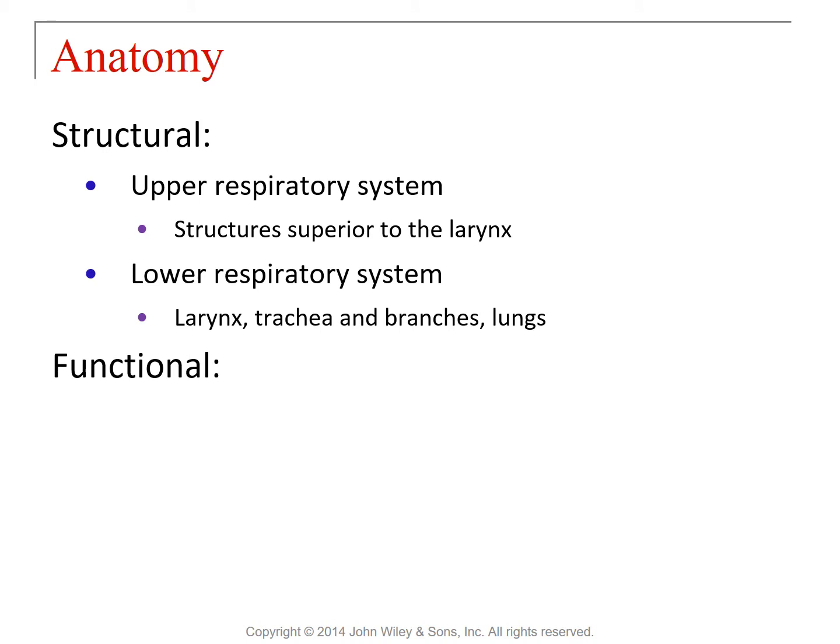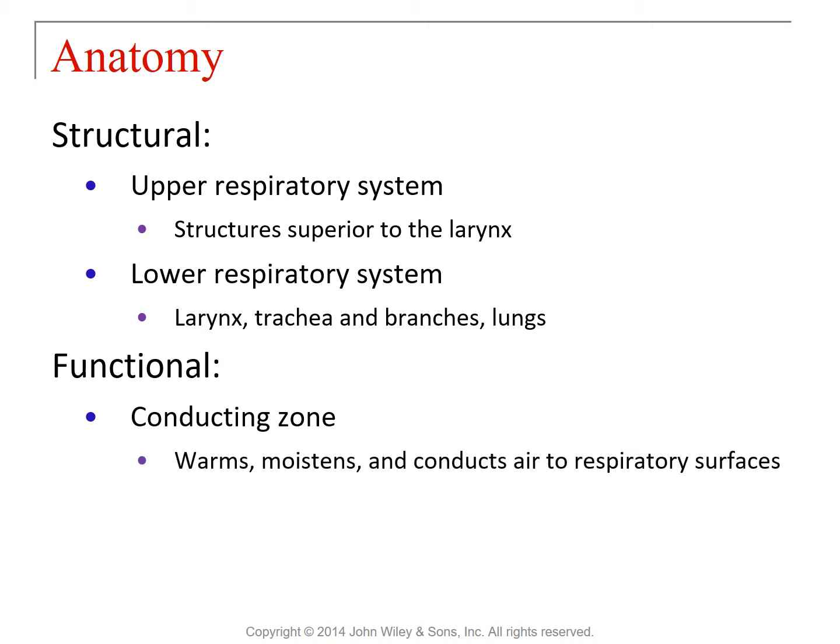You can also divide the respiratory system into functional areas. One is going to be the conducting zone, and these are going to be the tubes that warm and moisten and take air to the respiratory surfaces. So this is basically going to be the structure superior to the larynx, the trachea, and its branches. Then there's the respiratory zone, which is where actual gas exchange occurs. So you can have the upper and lower respiratory system, and you can have the conducting and the respiratory zones.